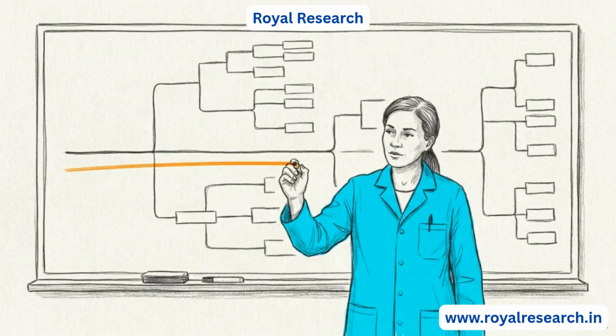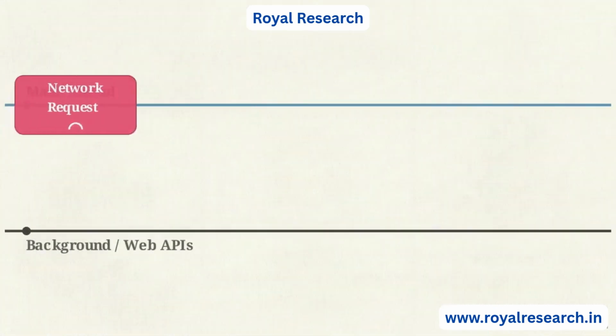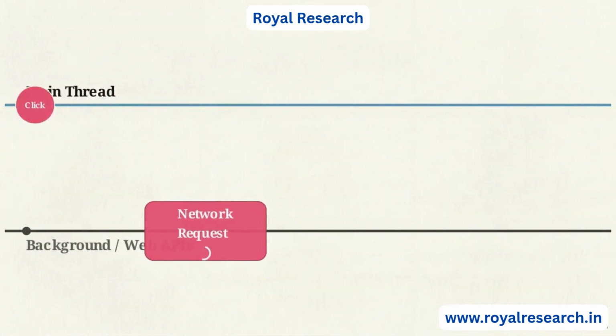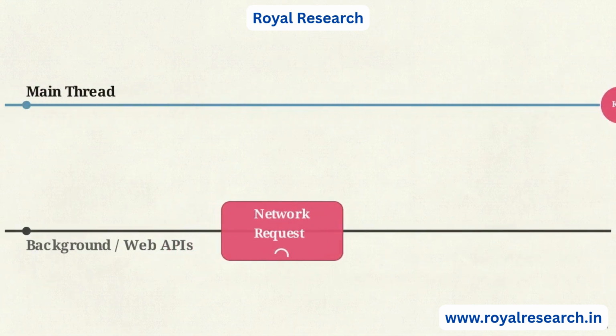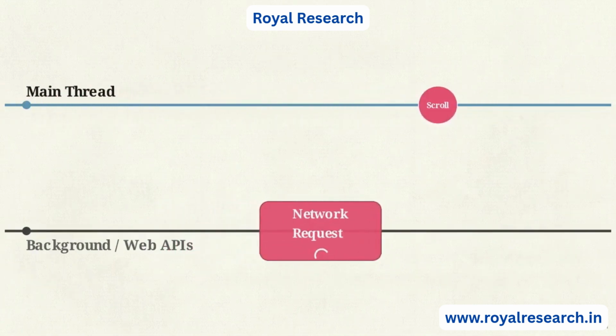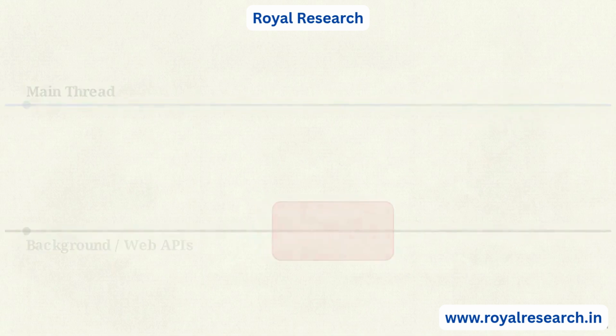To prevent the interface from locking up, software engineers rely on asynchronous operations. Asynchronous execution delegates time-consuming tasks to the background. By moving network requests and file reads off the primary timeline, the main thread continues processing user interactions without interruption.